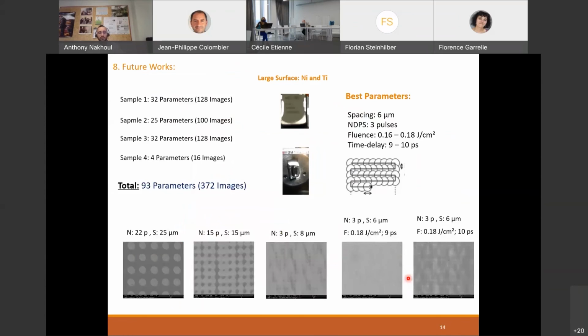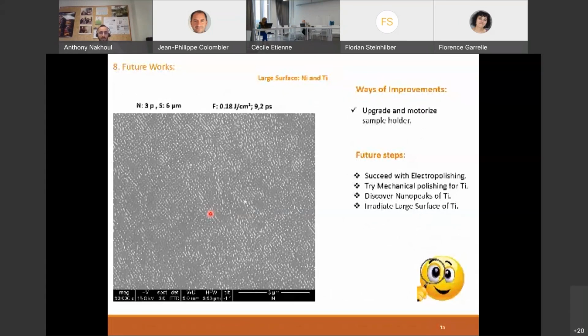And now this is our future work, and we also started. So now we are trying to increase the irradiation and try to produce these nanopeaks on a larger surface, because we are aiming to find some applications. So here we did many experiments in order to find the best coverage and in order to be able to produce it on a large surface. And for the time being, it's not perfect, but we have improved, and we are not far from succeeding to produce it on a large surface.